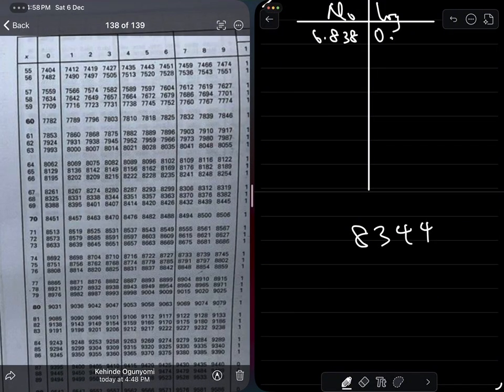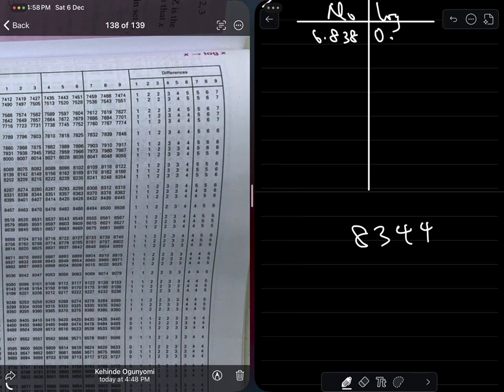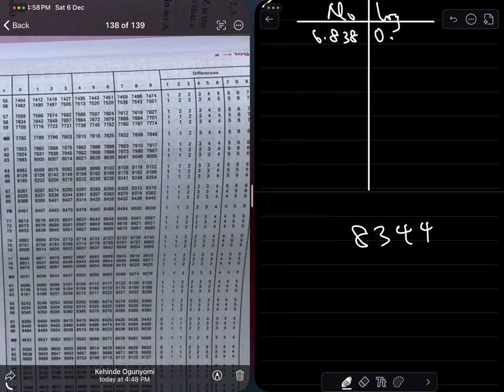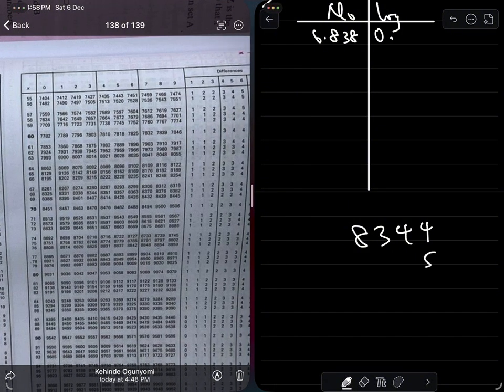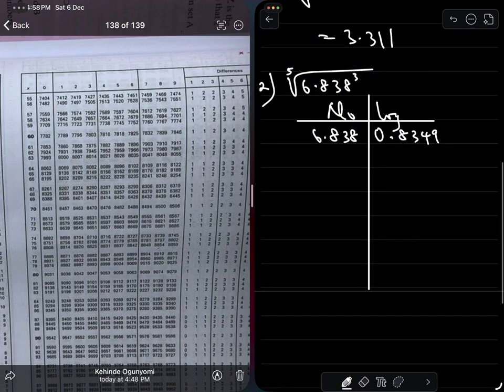8344. Now, difference 8. Let's go to the difference 8 for 68 under 3. Difference 8 is 5. Beautiful. So that's 8349, so the logarithm is 0.8349. So what else? We now go to 6.838 raised to the power 3.